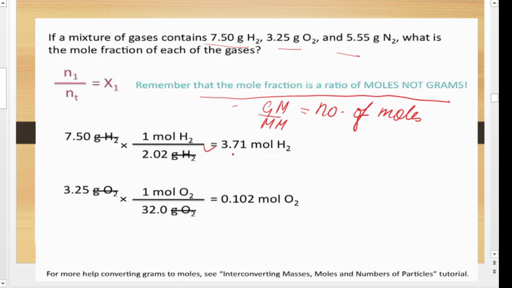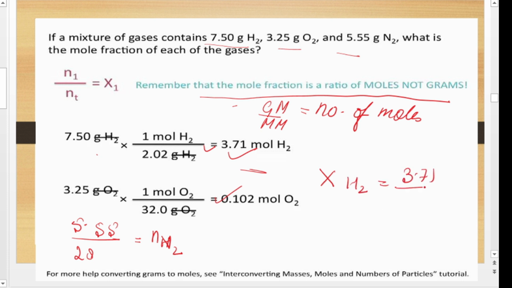So see, in this we have already done, this is the amount of oxygen. So if I go with nitrogen, it will become this upon 28, that will be the moles of nitrogen. Now if I have to find mole fraction of hydrogen, supposing it will be 3.71 upon 3.71 plus 1.02 plus 5.5 upon 28, and you can just say so on.